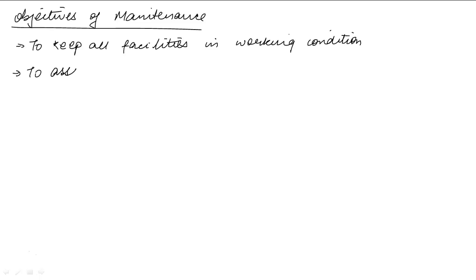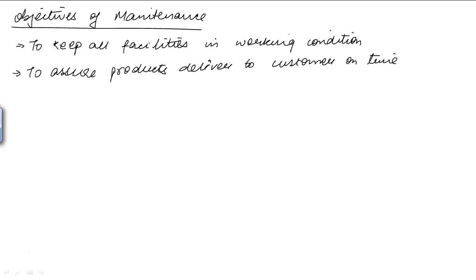To assure products delivered to customer on time. If the machine stopped working, will the customer be able to get the product on time? If you guys will come to know that Domino's is unable to serve the pizza in 30 minutes, will you order? Na sir, हम तो और order करेंगे because tanana nana re pizza आयो free. Okay, to assure products delivered to consumer on time.